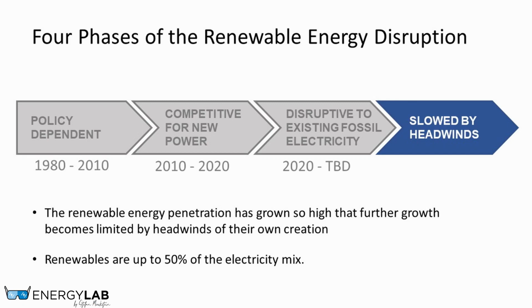After phase 3 of the evolution of renewables, there will be phase 4. This phase is characterized by headwinds of its own creation, basically. So renewables at that stage will have become so big and so dominant, and their share as part of the overall energy production will be so large that it will start causing their own problems.